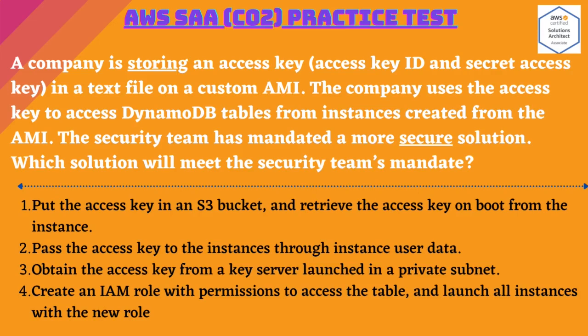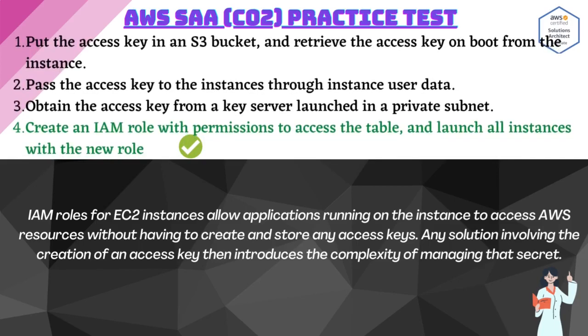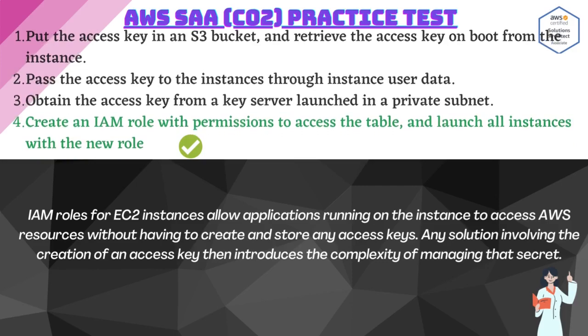The fourth is create an IAM role with permissions to access the table and launch all instances with the new role. This is the correct answer. AWS suggests you to use roles whenever you want to give permissions to access other services. So the correct answer is create an IAM role with permissions to access the table. Here is the explanation. Let's move to the next question.